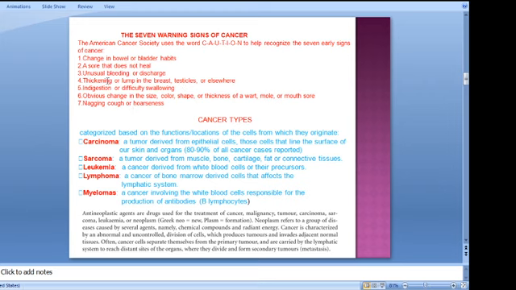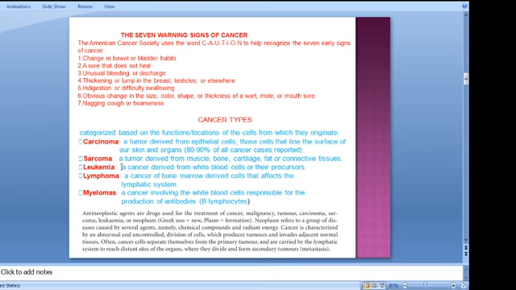Now we can see many types of cancers, right? Like carcinoma, sarcoma, leukemia, lymphoma, and myelomas. Based on function or location, we can differentiate them. Carcinoma is a tumor derived from the epithelial cells, those cells that lie on the surface of our skin or organs. 80 to 90% of cancer cases reported are carcinoma.